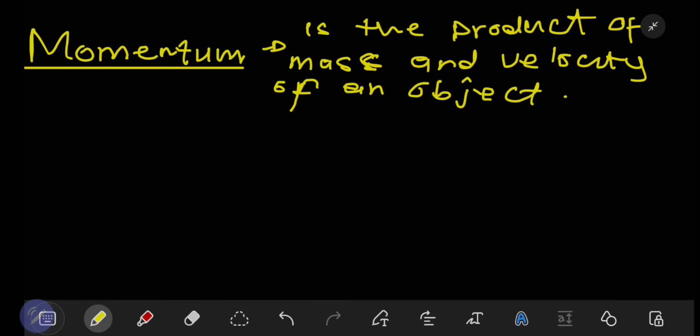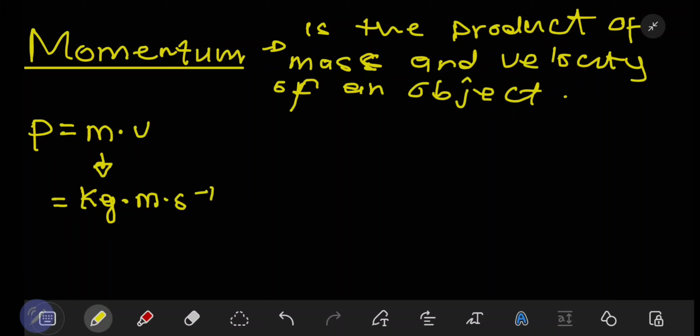So when we represent momentum in symbol form, we say this is P, which is for momentum, and is equal to mass multiplied by the velocity. The mass must always be in kilograms, and the velocity should be given in meters per second. This is the SI unit for momentum.